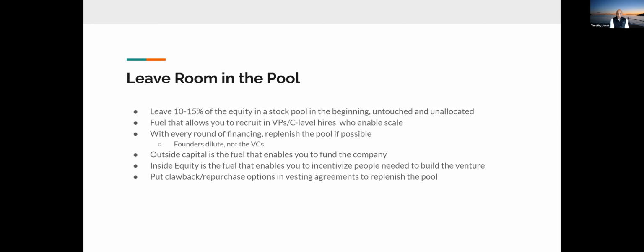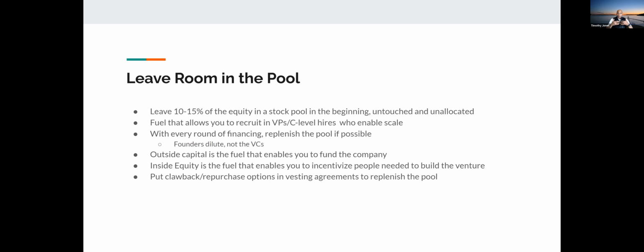A good way I like to look at this is outside capital is the fuel that allows you to actually fund the company, to pay salaries, take care of infrastructure, etc. The internal equity is the fuel that enables you to incentivize people to join and to build the venture. So you need both types of fuel, the outside fuel being cash, but the inside fuel being equity.